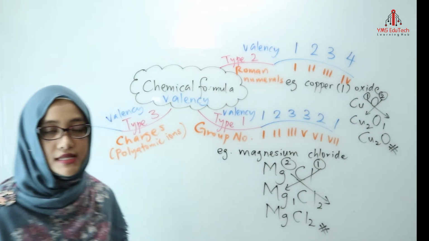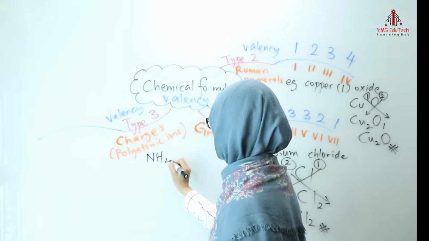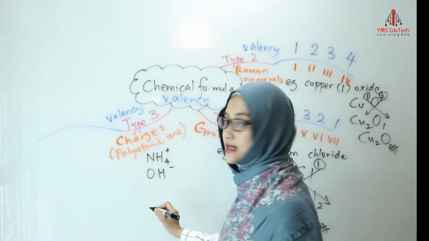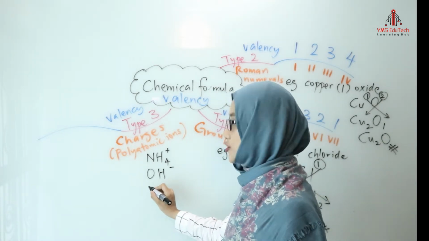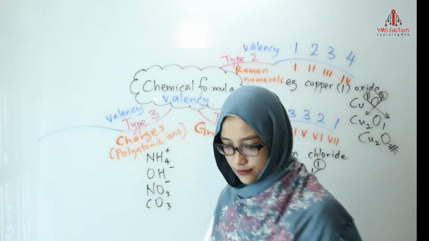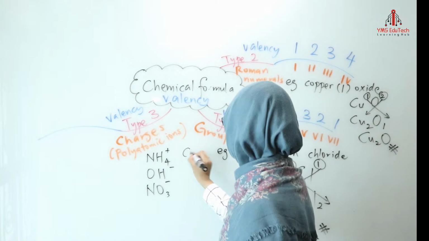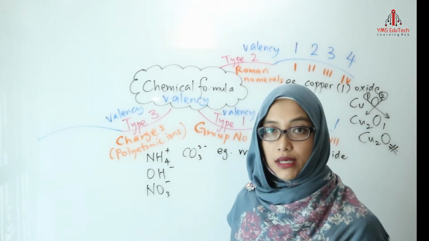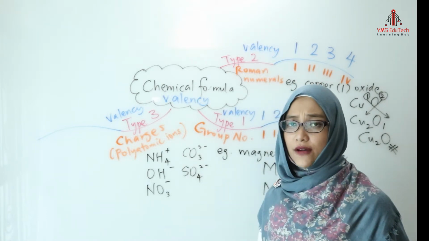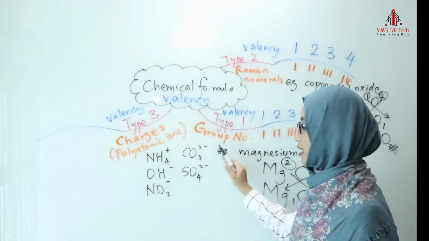Let's just recap what are the different types of polyatomic ions. We have ammonium NH4+, then we have hydroxide OH-. We have nitrate, NO3-, carbonate CO3 2-, and sulfate, SO4 2-. So there are 5 polyatomic ions that we need to know, just these 5: ammonium, hydroxide, nitrate, carbonate, and sulfate.